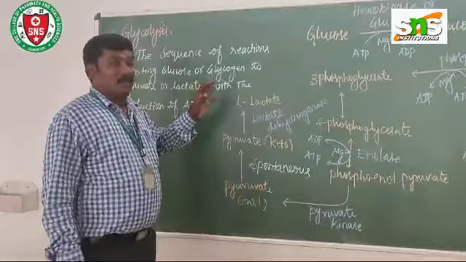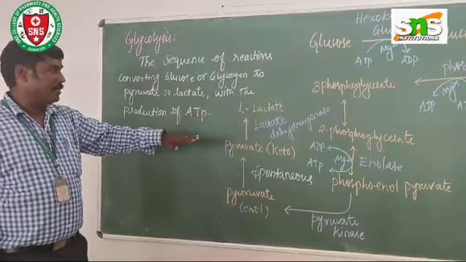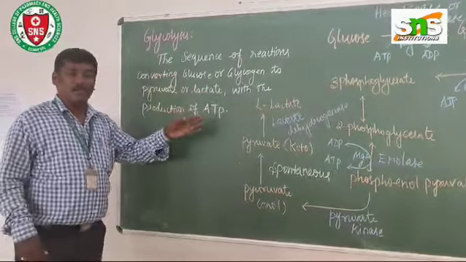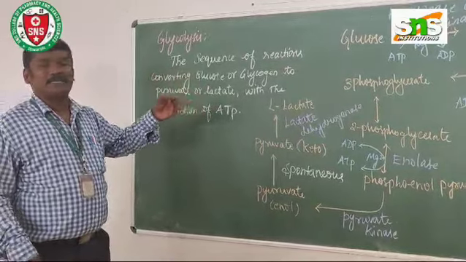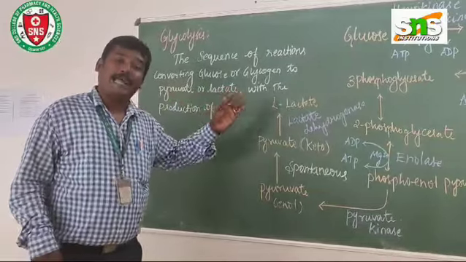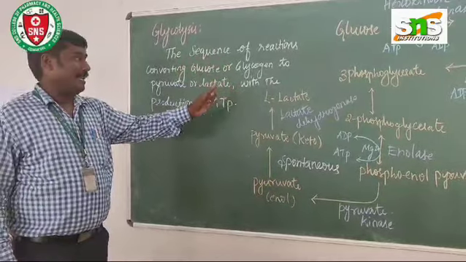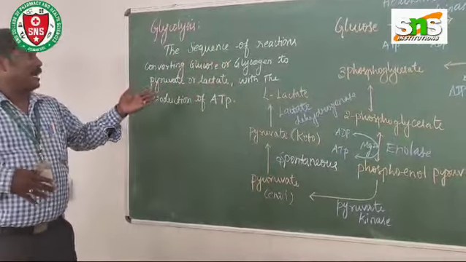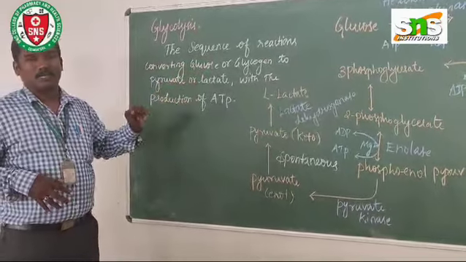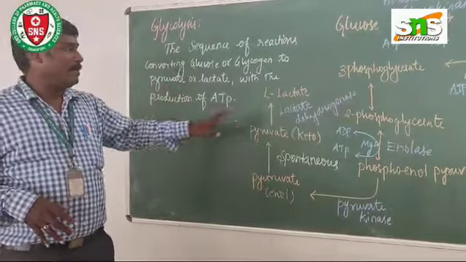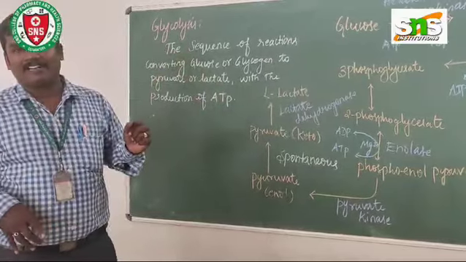When glucose is converted into pyruvate, it is called an aerobic reaction. Whereas in absence of oxygen, that is anaerobic reaction, glucose or glycogen will be converted into lactate. So we can call it conversion of glucose or glycogen into pyruvate or lactate, that is known as glycolysis. If it is aerobic, pyruvate will be the end point. If it is anaerobic, then lactate will be the end point.